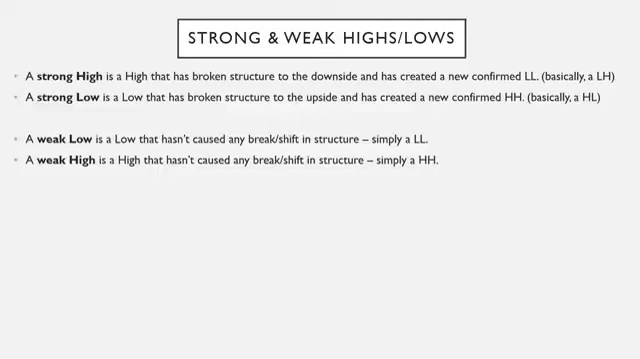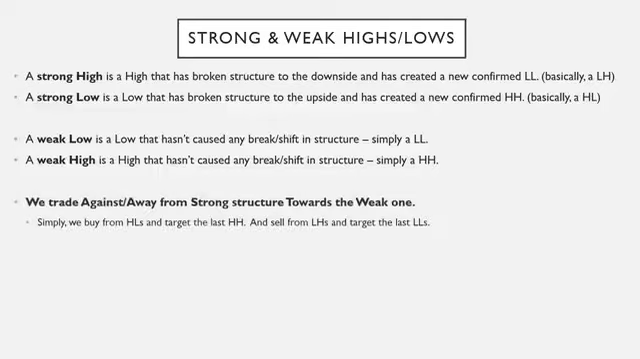Okay, so we're gonna cover the textbook examples in a bit, but what we wanna do, so you might want to review this whole video twice, is we trade against and away from the strong structure and we trade towards the weak one. Okay, so simply, guys, we buy from higher lows and we target the higher high, or we sell from lower highs and we target the last lower lows. It's that simple, all right?